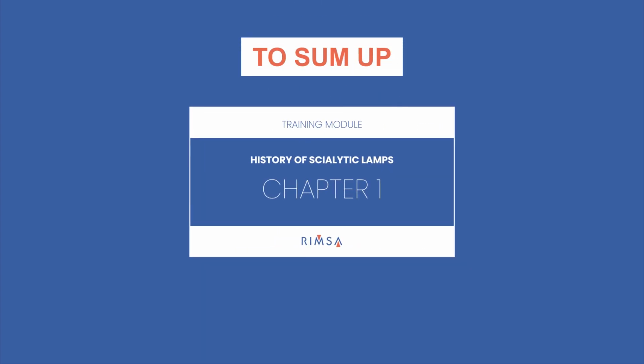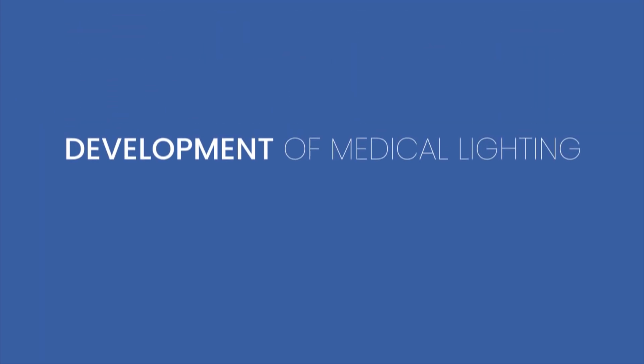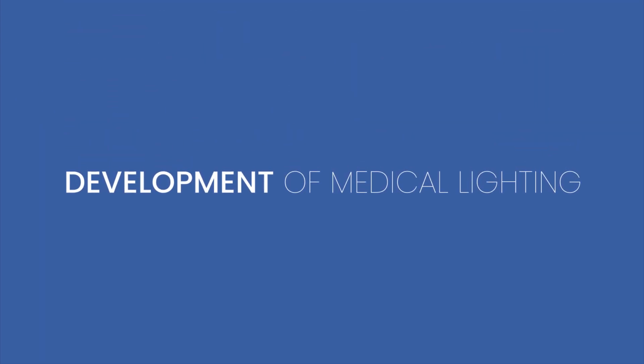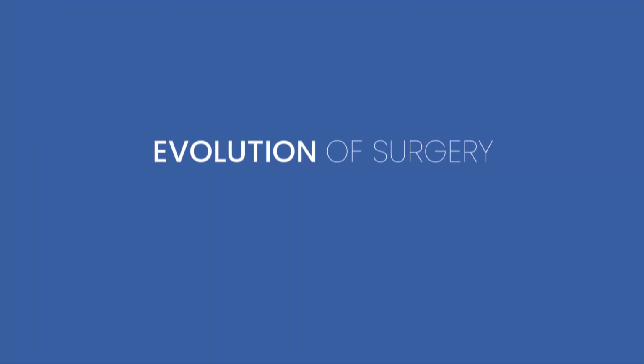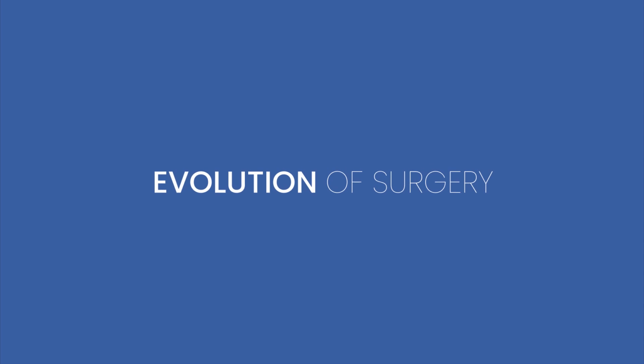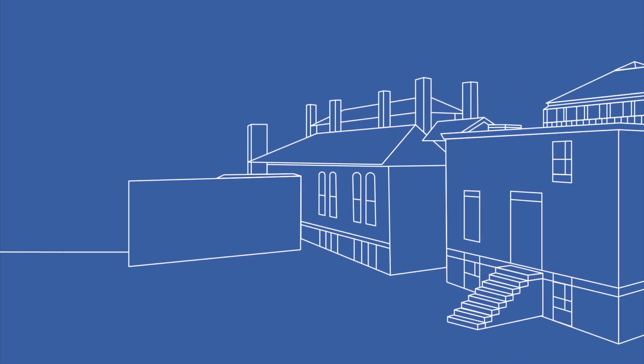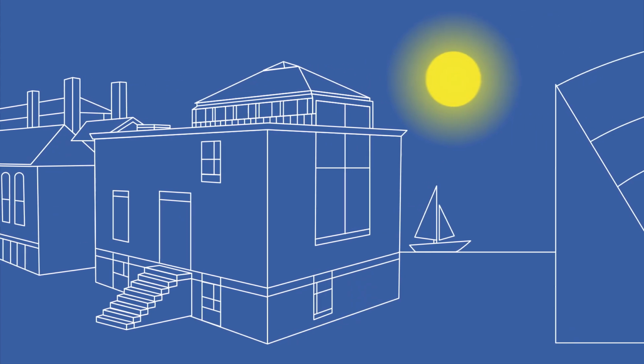To summarize then, in this video we have addressed the development of medical lighting, which parallels and follows step by step the evolution of surgery. As the years went by, the more the surgical discipline specialized, the more the need for adequate lighting became necessary. Thus, we have seen how originally natural light was sufficient, illuminating 19th century amphitheaters through large skylights.